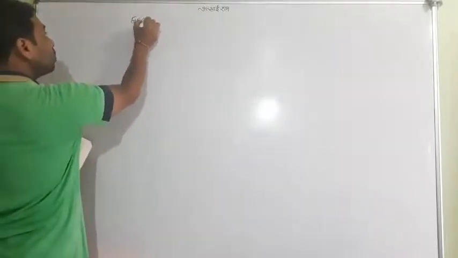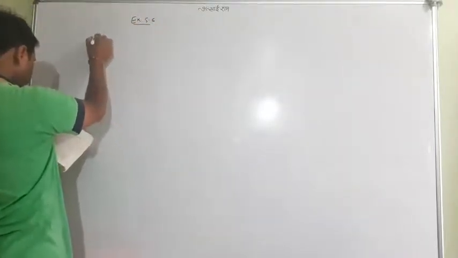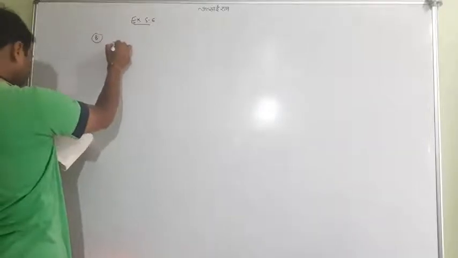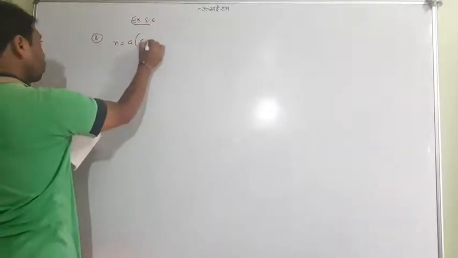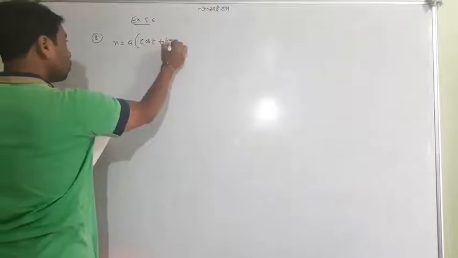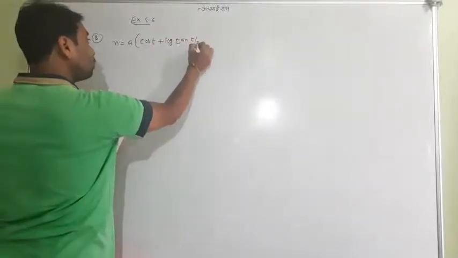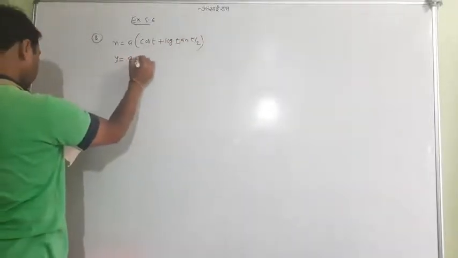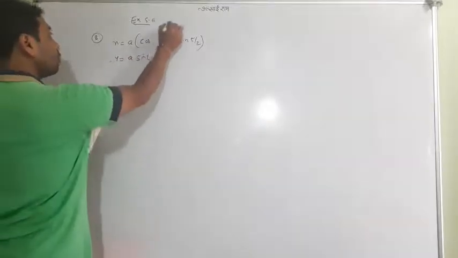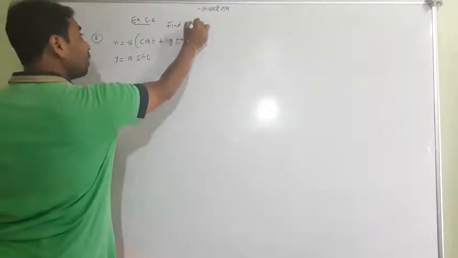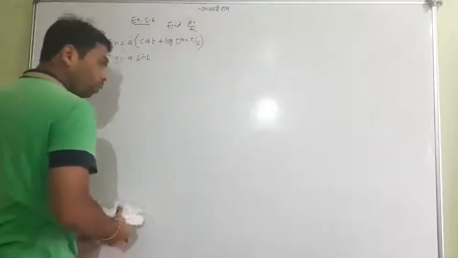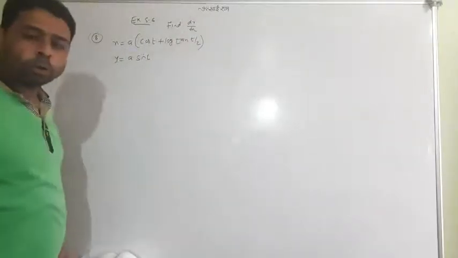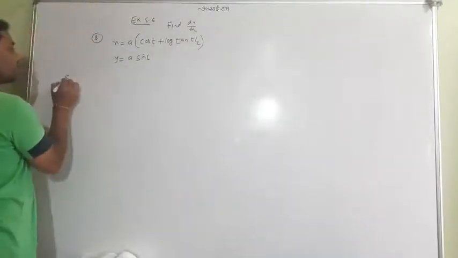I will continue. And question number 8: I am taking x equal to a cos t plus log of tan t by 2, and y equal to a sin t. Find dy by dx. This is the question. It's an important question, so I just want to do this.